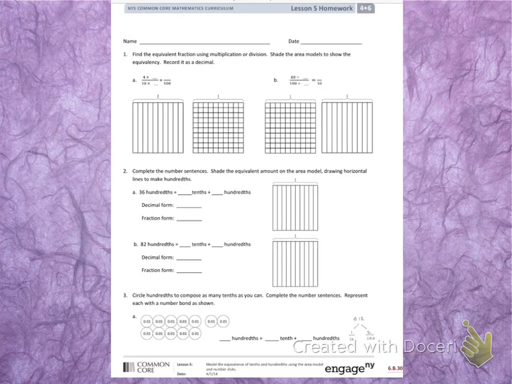Grade 4, Module 6, Lesson 5 homework. Problem number 1. Find the equivalent fraction using multiplication or division. Shade the area models to show the equivalence, recorded as a decimal.